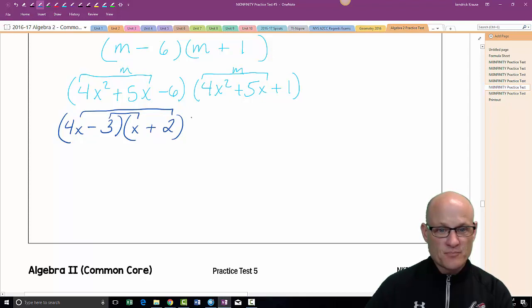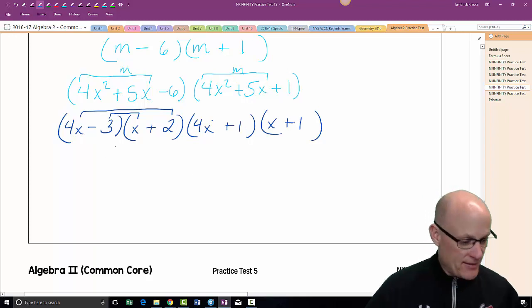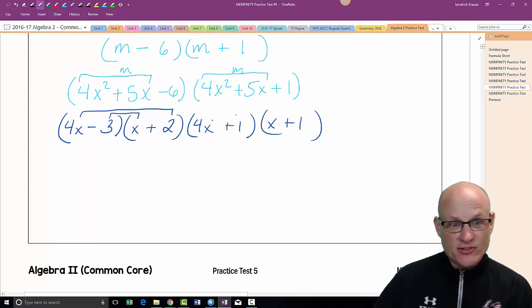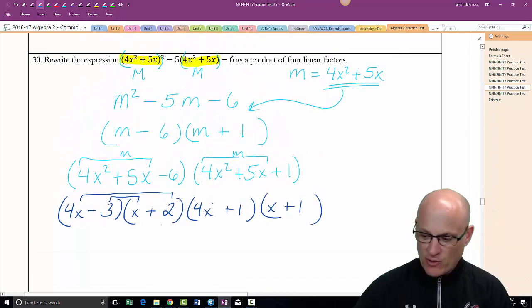So those are done. Now let me factor this sucker. This one's a little bit easier. This one's also going to be 4x and x, plus 1 and plus 1. Man, baby, that's the answer. The answer key is wrong. Now, I'm going to check my answer to see if I'm right.